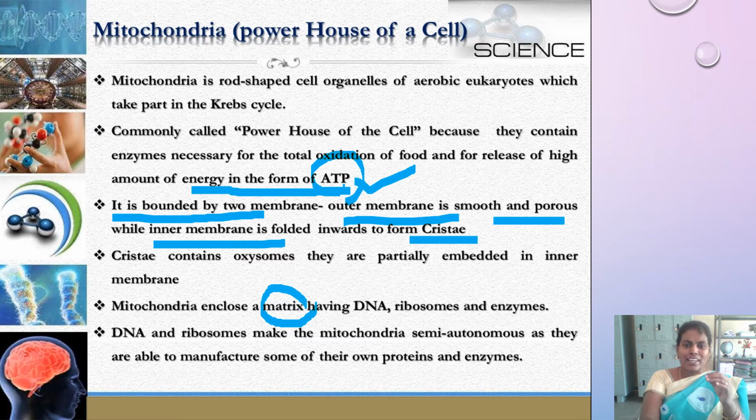This matrix contains DNA and ribosomes. This is the only special cell organelle which has its own DNA and ribosomes. You all know that endoplasmic reticulum contains ribosomes, but DNA is present inside the nucleus. Mitochondria is the only cell organelle which contains its own DNA and own ribosomes. That's why they participate in making their own proteins required for further activities.